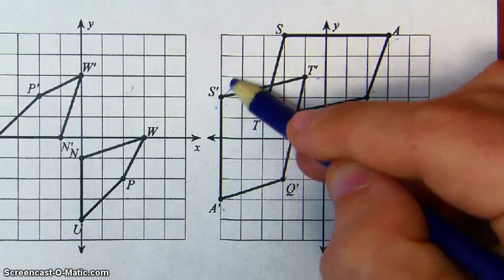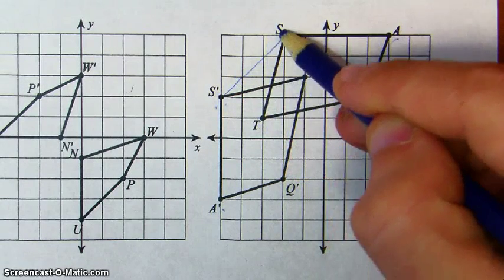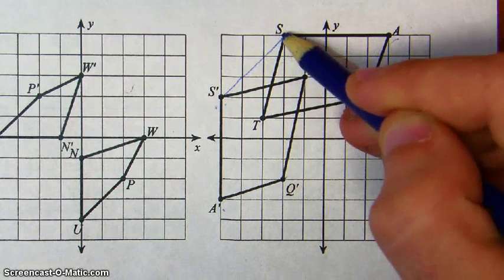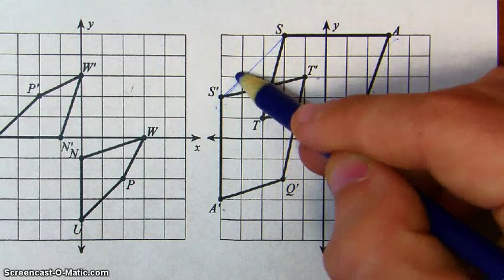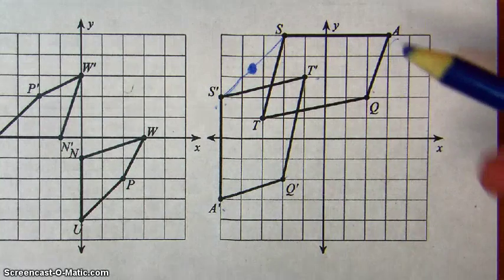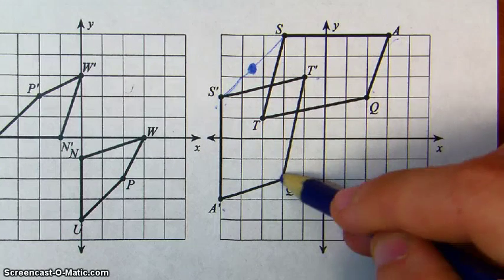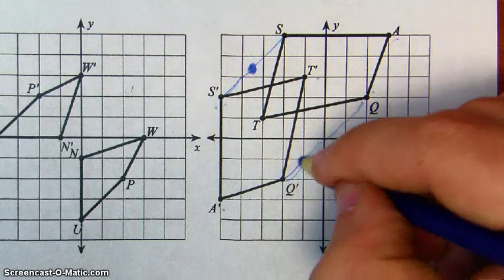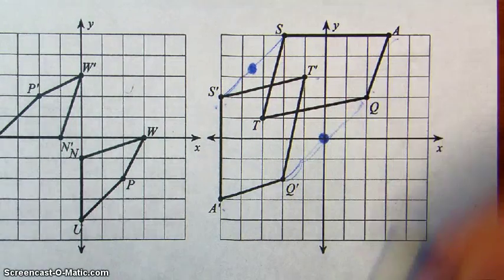If I count on this diagonal here, it's 1, 2, 3 diagonal units away from each other. Half of 3 is 1.5, so let's go 1.5 diagonal units away from each other. There's my midpoint. What about Q? 1, 2, 3, 4 diagonal units. Half of 4 is 2, so 1, 2 places me right there.